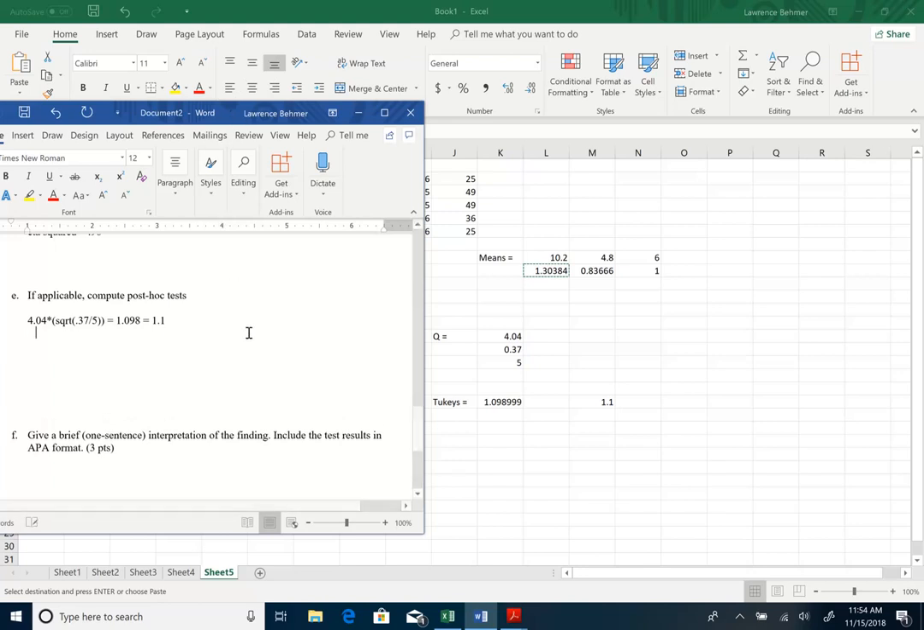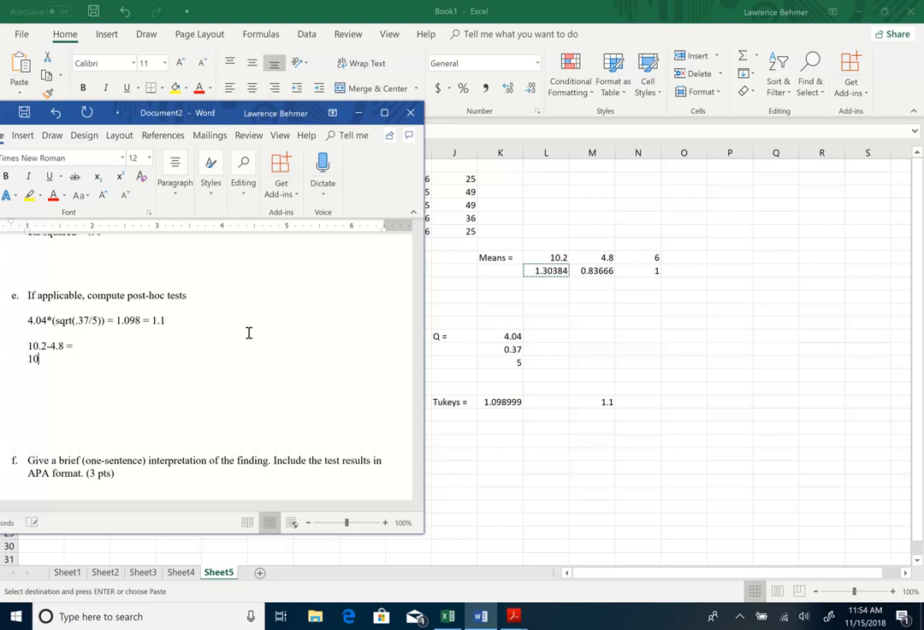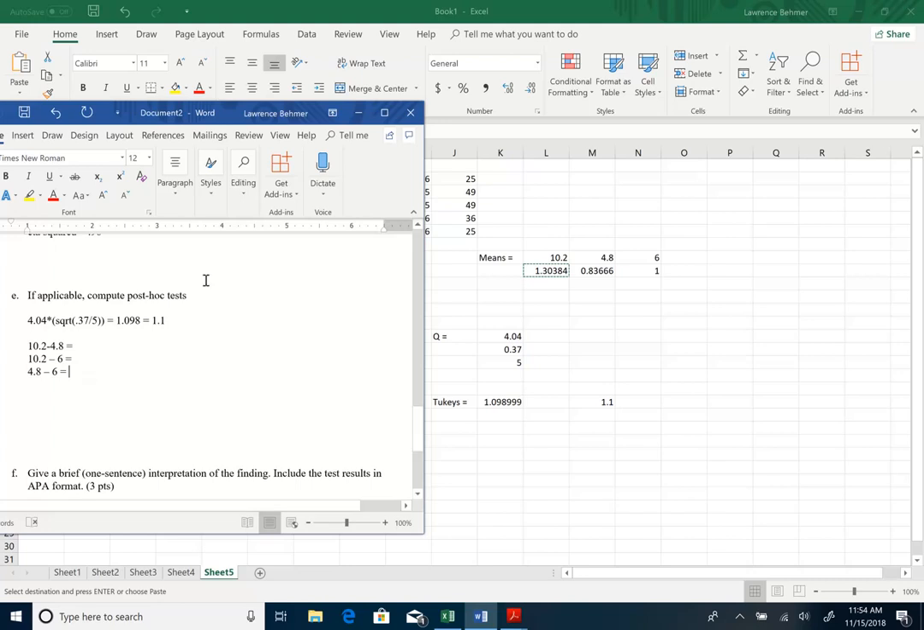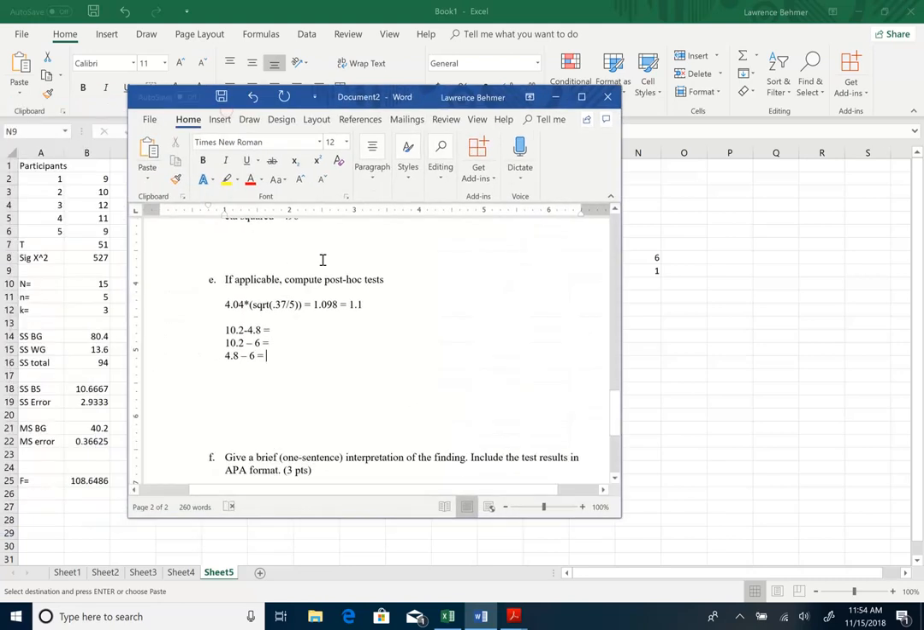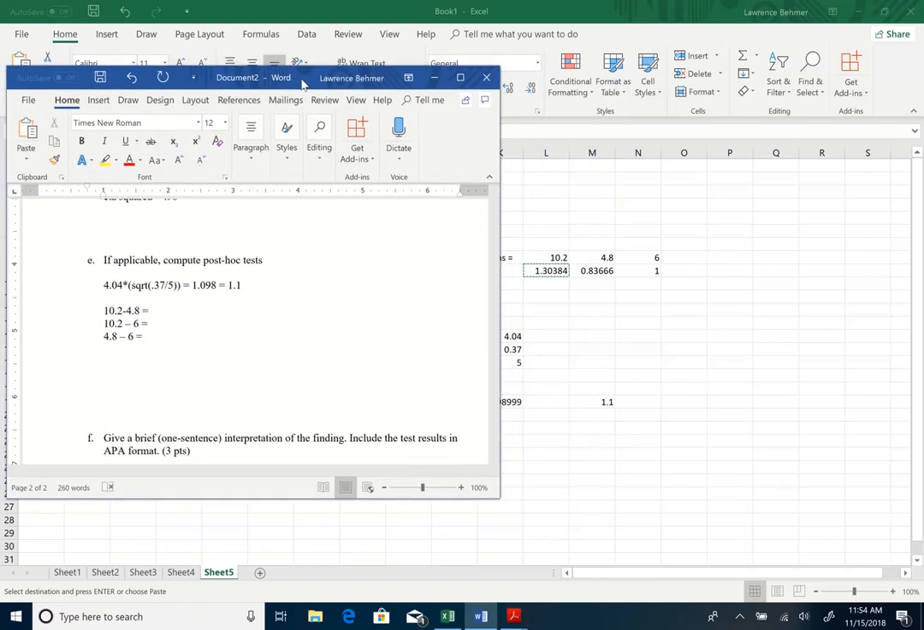And then, to be clear, this is pretty trivial, but you want 10.2 minus 4.8, and that's going to give you a value. And then you're going to go 10.2 minus 6, and that's going to give you a value. And then the last combination is 4.8 minus 6, and that's going to give you a value. But the point is that all of them in this case are going to be greater than this 1.1 that we figured out for Tukey's. All right, so now we can write up our results.